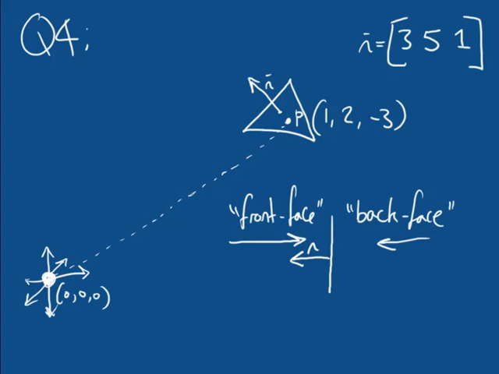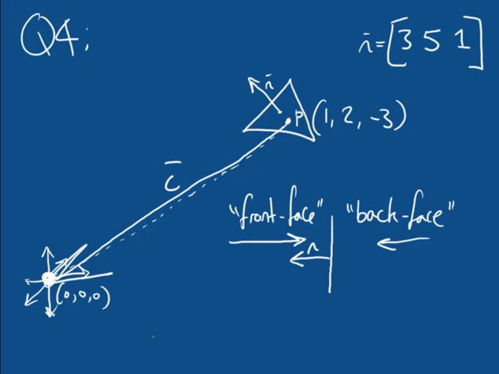Now the way I'm going to construct it is so we have a vector that points from this point down at our camera, and I'm going to call this vector C. It's our camera vector. So I'm going to create this vector, and we've already seen in earlier videos how we can create a vector between 2 points.